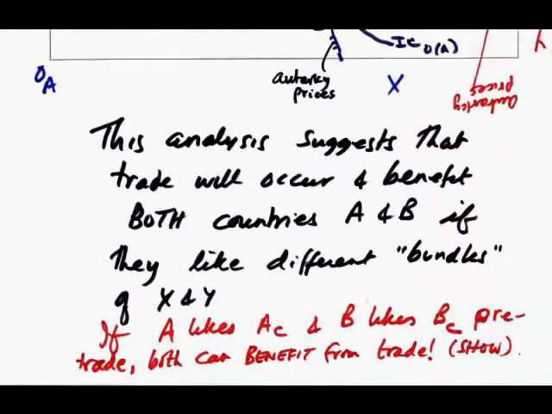This analysis suggests that trade will occur and benefit both countries A and B if they like different bundles of goods X and Y. If A likes the point AC and B likes the point BC pre-trade, both can benefit from trade.